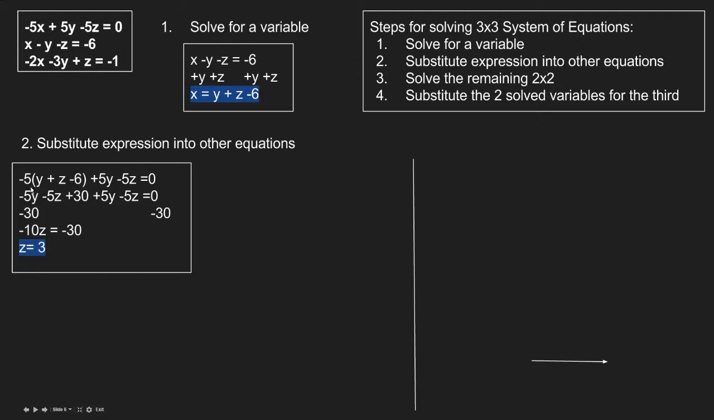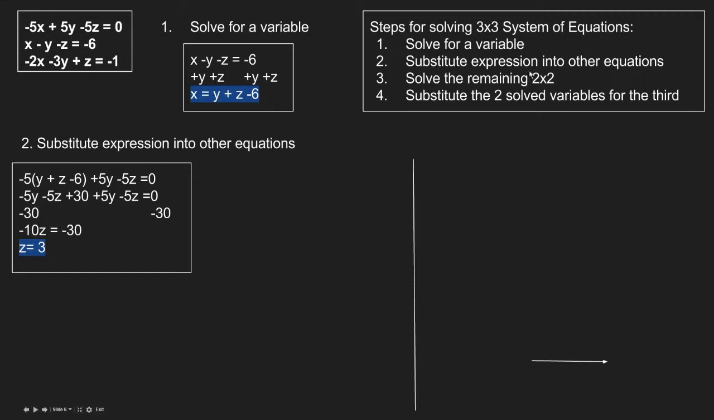So we'll use the very top equation again. Then we're going to substitute in, we're going to replace x with y plus z minus 6. So negative 5, what would have been x, now is y plus z minus 6, plus 5y minus 5z equals 0. Then we distribute the negative 5 into everything inside the parentheses, and you get negative 5y minus 5z plus 30 plus 5y minus 5z equals 0. And now what happens here is when you combine your like terms, because that would be the next step, the negative 5y and the positive 5y will cancel out.